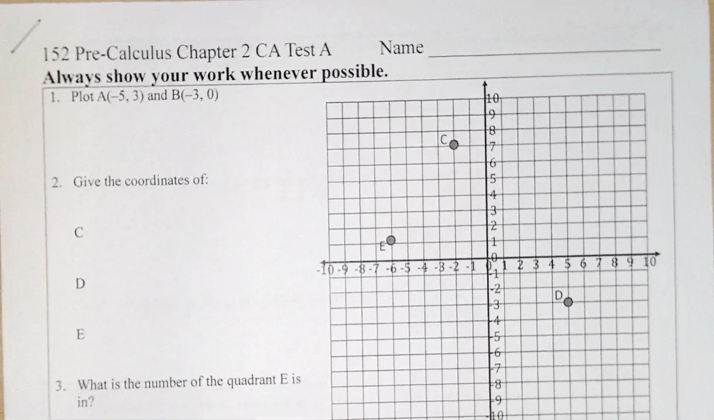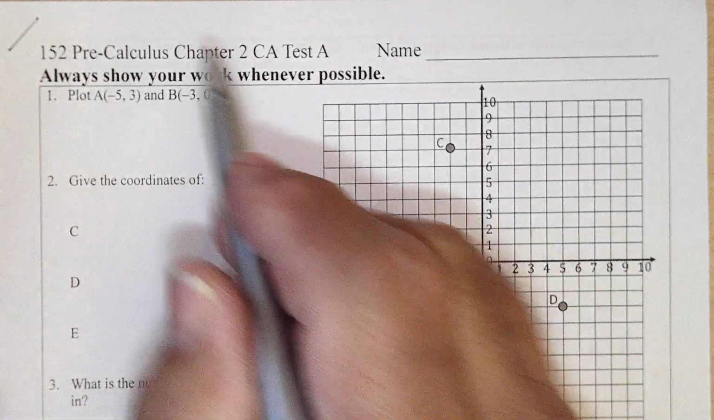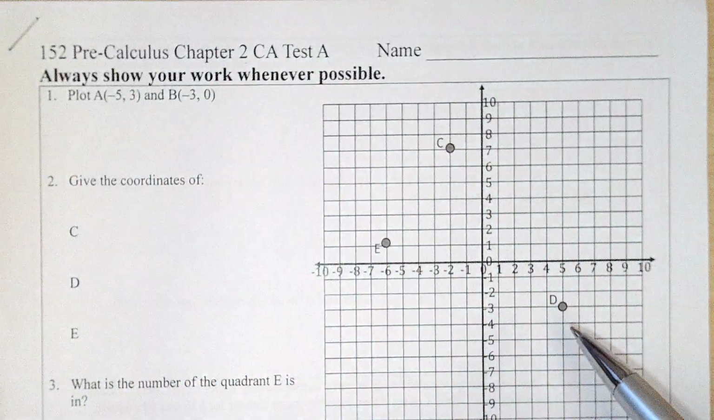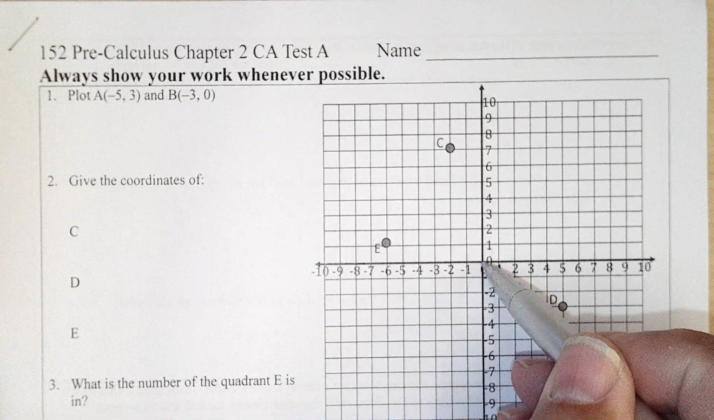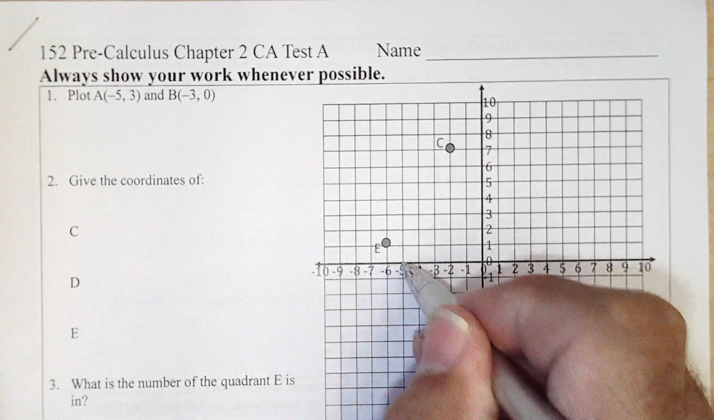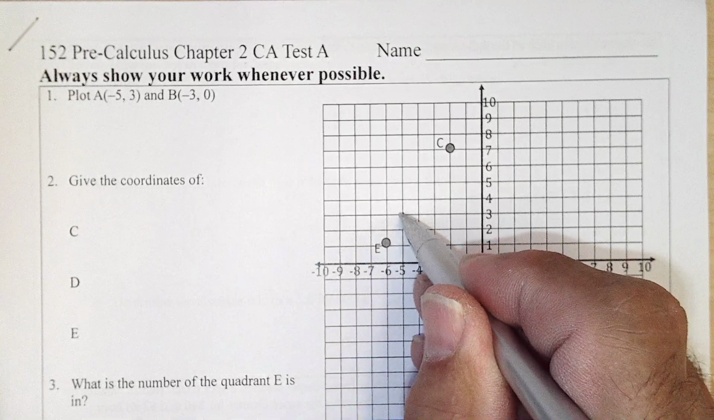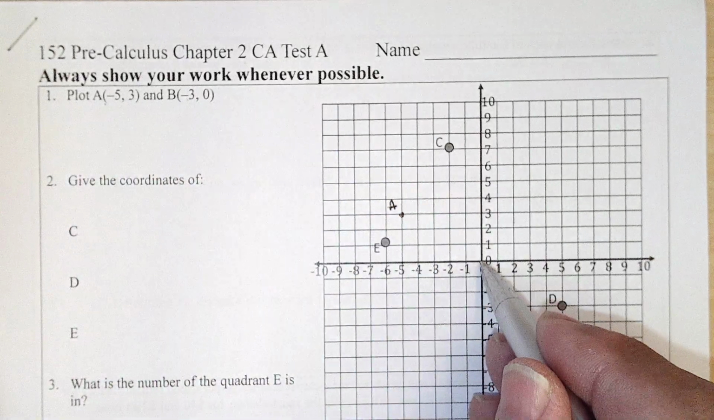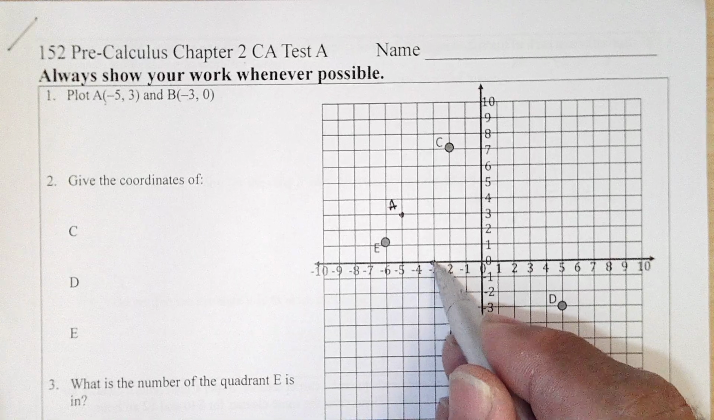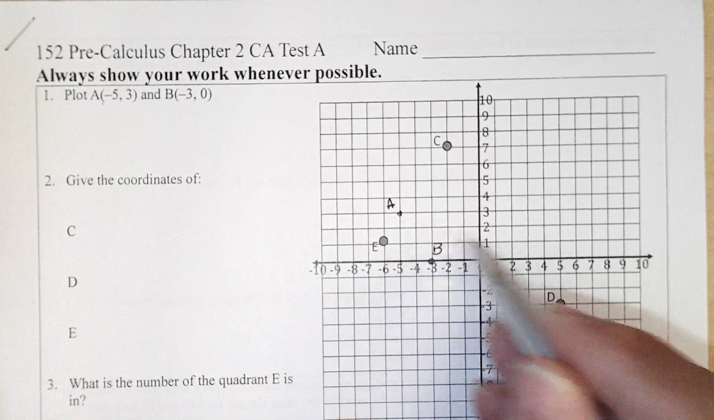All right, let's go over the chapter 2 CA test. Okay, it says plot A at -5 in the x, and then 3 in the y. Plot B, which is -3, 0. So there's B.